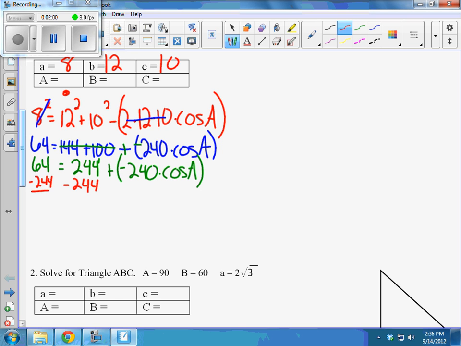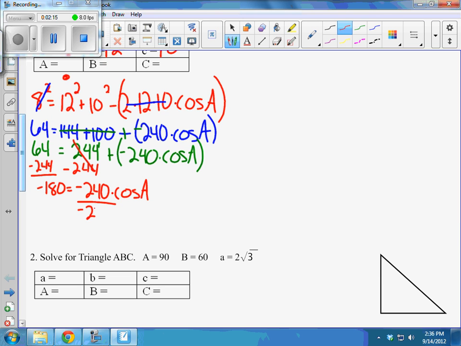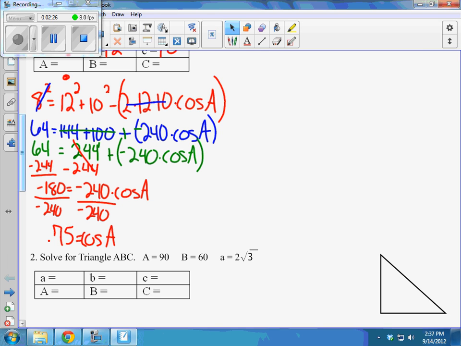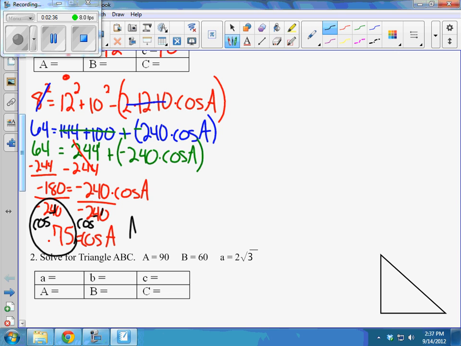And when I do that, I get negative 180. And then, actually, I don't need the parentheses anymore because I'm not protecting it from anything. And next thing to move, the next furthest thing away from A is negative 240, so I'm going to divide. And when I divide those, I get 0.75. And the last step to get A by itself is inverse cosine. And at this point, if you've not checked, I would press the mode button on your calculator, make sure degree is highlighted and not radian. But in the end, I get A to be 41.